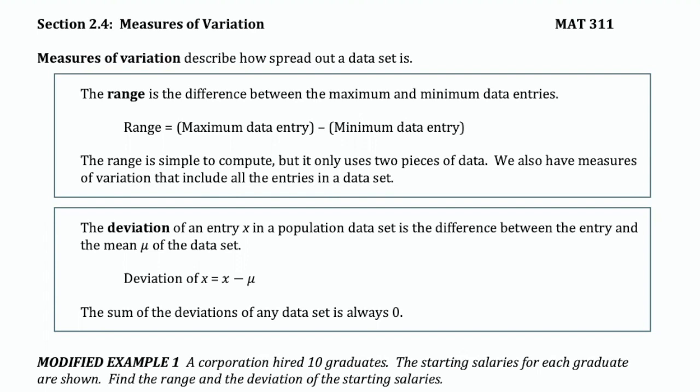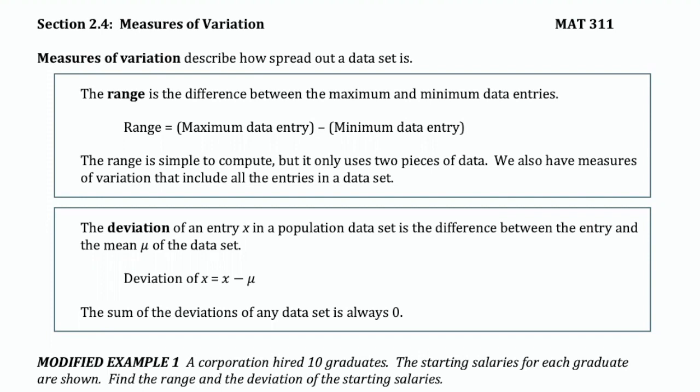Range is just the difference between the maximum and minimum data entries. Super simple to compute, but because it only uses two pieces of data, it doesn't represent the trends in the overall data very well. So, deviation is the first measure that we'll meet that actually does take into account multiple pieces of data.